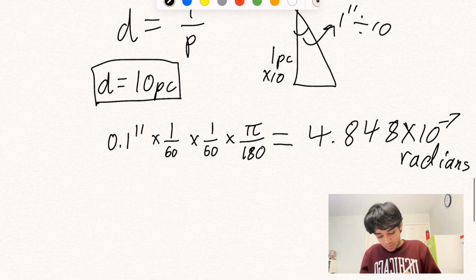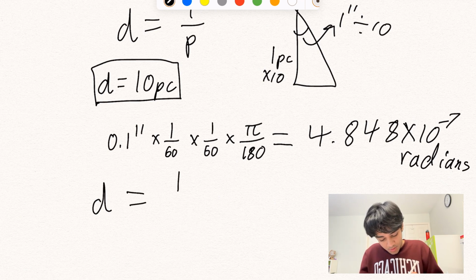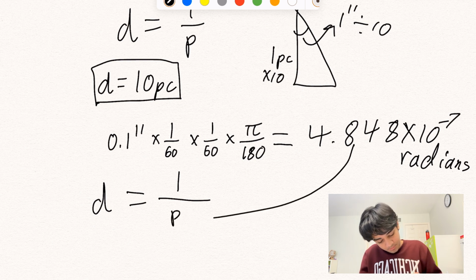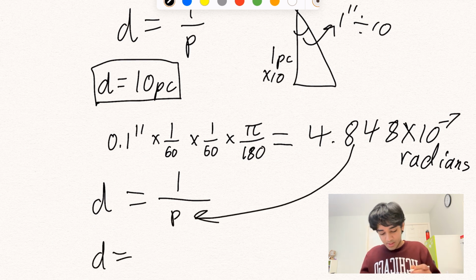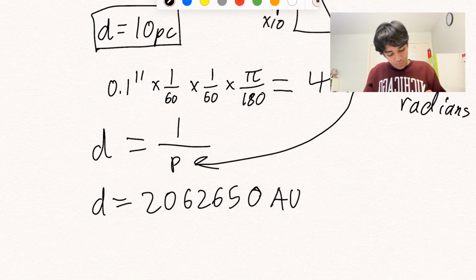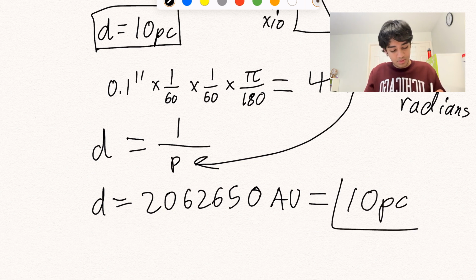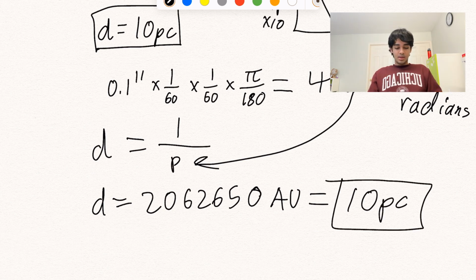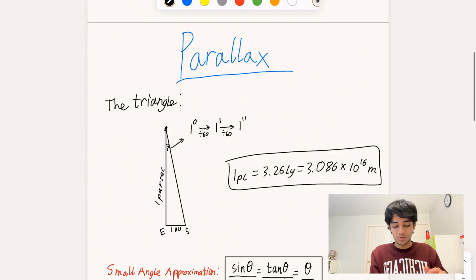Now let's put this back into our formula. So D, which is in parsecs, equals 1 astronomical unit over the P that we got. And with our calculator, we get that D should be 206,265 astronomical units, which is exactly 10 times the answer we got before, giving us 10 parsecs. And that's our answer. Let's review one more time.